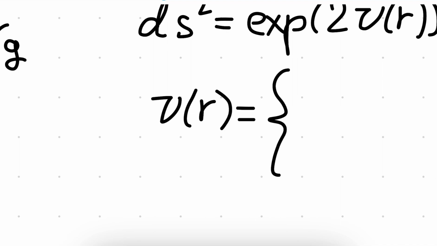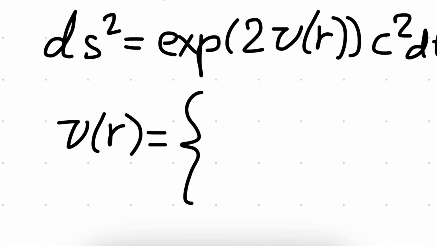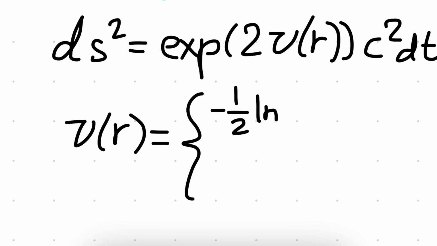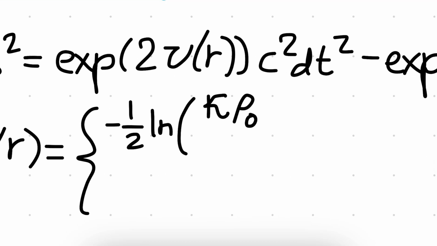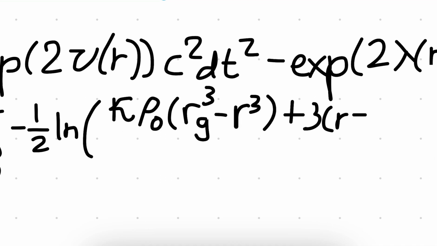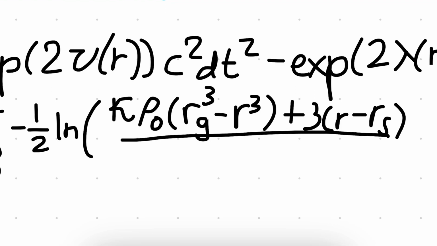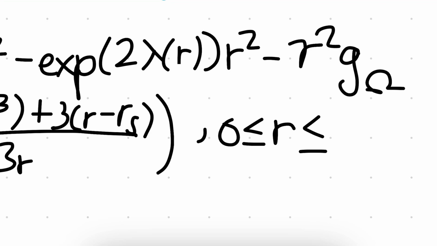Because we eliminated one component of our boundary conditions, we only need to concentrate on two regions now: the region of space inside the body of your slime girl, and the region of space outside of her. So it's minus 1/2 ln, same thing, we just eliminated the top component. Minus 1/2 ln of kappa rho naught times rg cubed minus r cubed plus 3 times r minus rs, all over 3r, for some r between 0 and rg.